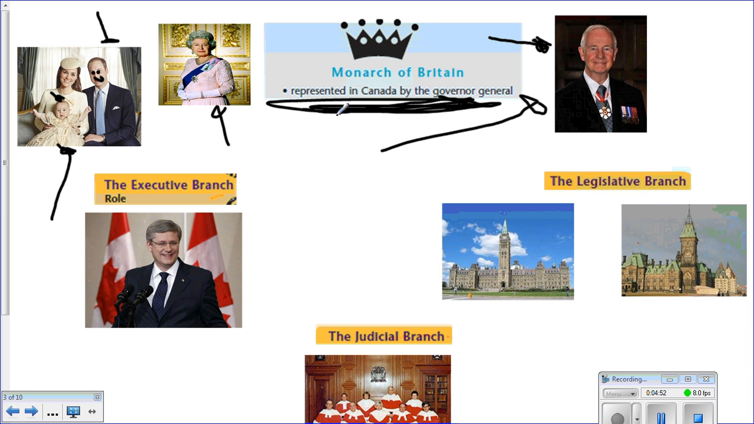The executive branch is another branch of government. Now, the executive branch in Canada oversees most things like the budget, the foreign affairs, etc. The military is all controlled by the executive branch.